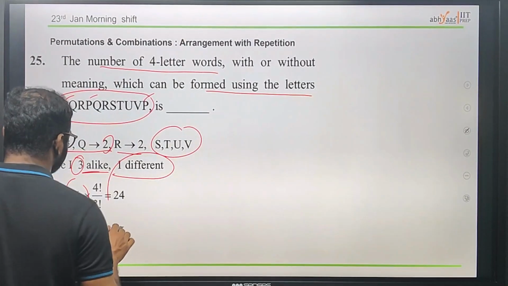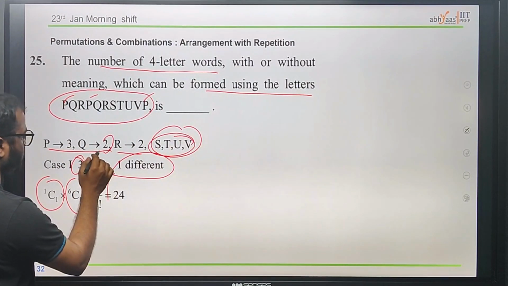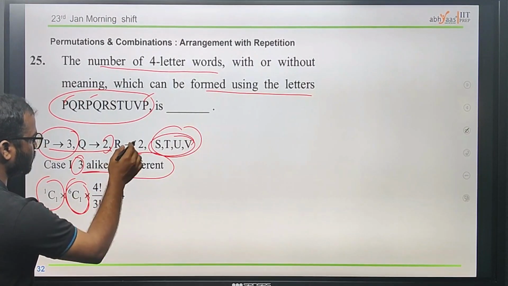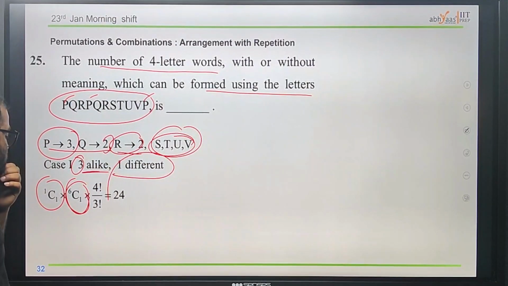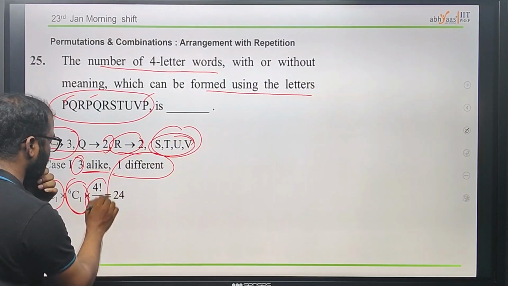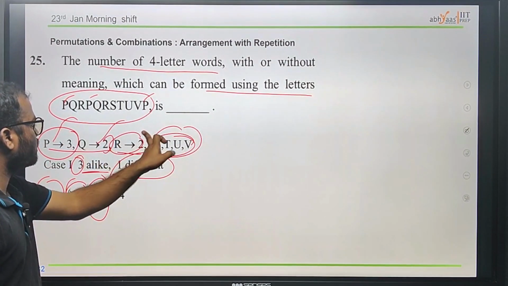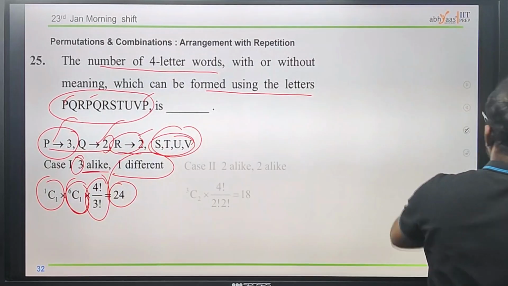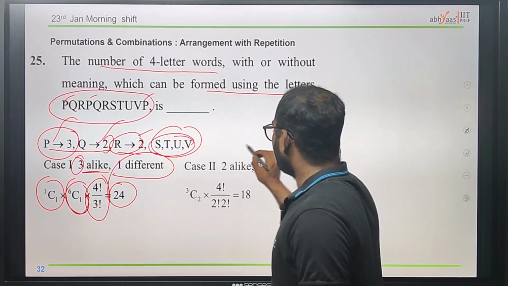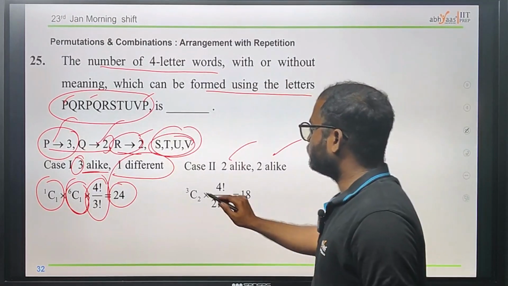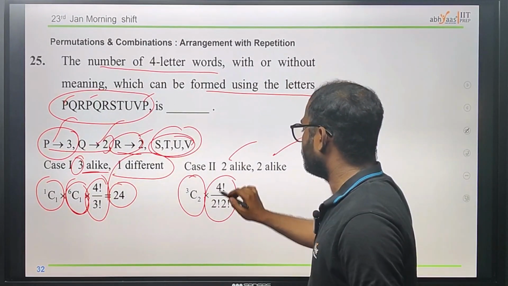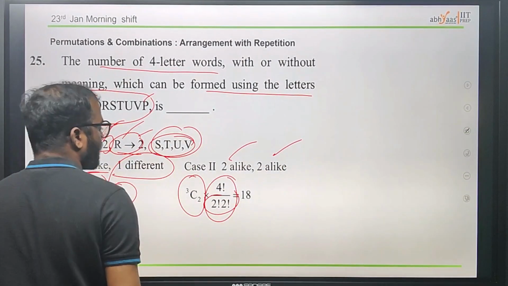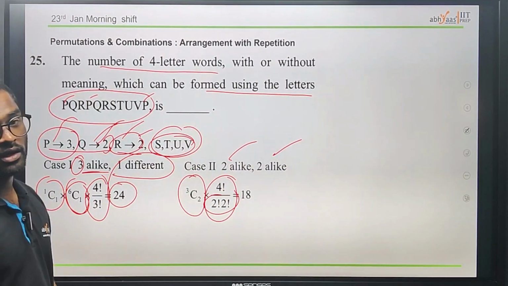We will have 6C1 into 4 factorial. For the 3 alike, it is 1C1 ways, and for the different one, 6C1. Then we divide by 3 factorial, since 3 are repeating. I hope you understood. That's how for case 1 we got 24. Now for case 2, 2 alike and 2 alike, we have 3C2 ways into 4 factorial divided by 2 factorial into 2 factorial. I hope you understood.